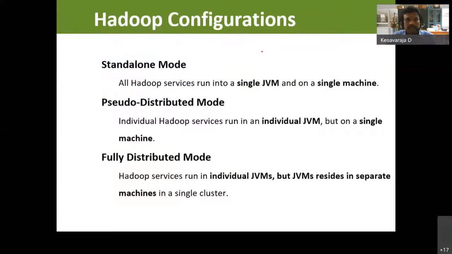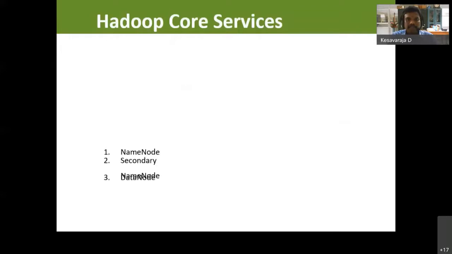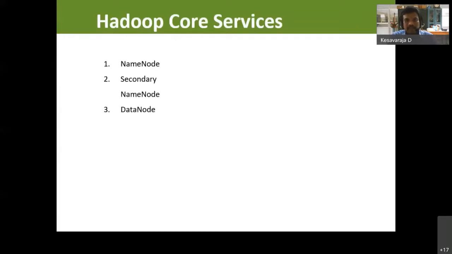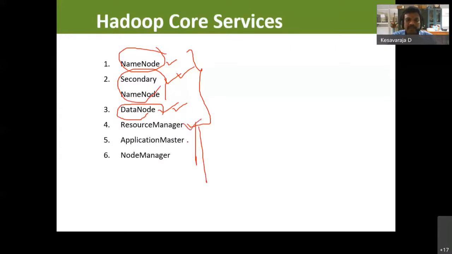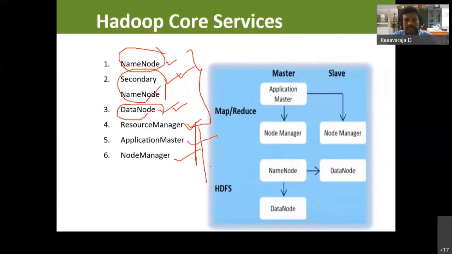installation. The core services running behind Hadoop are called name node, secondary name node, and data node. The name node acts as the master. If the name node fails, it can recover data from the secondary name node. The data node acts as a slave for processing your data. In addition, there are 3 additional services: resource manager, application master, and node manager, for performing the job in an efficient way. So this is the basic HDFS architecture.